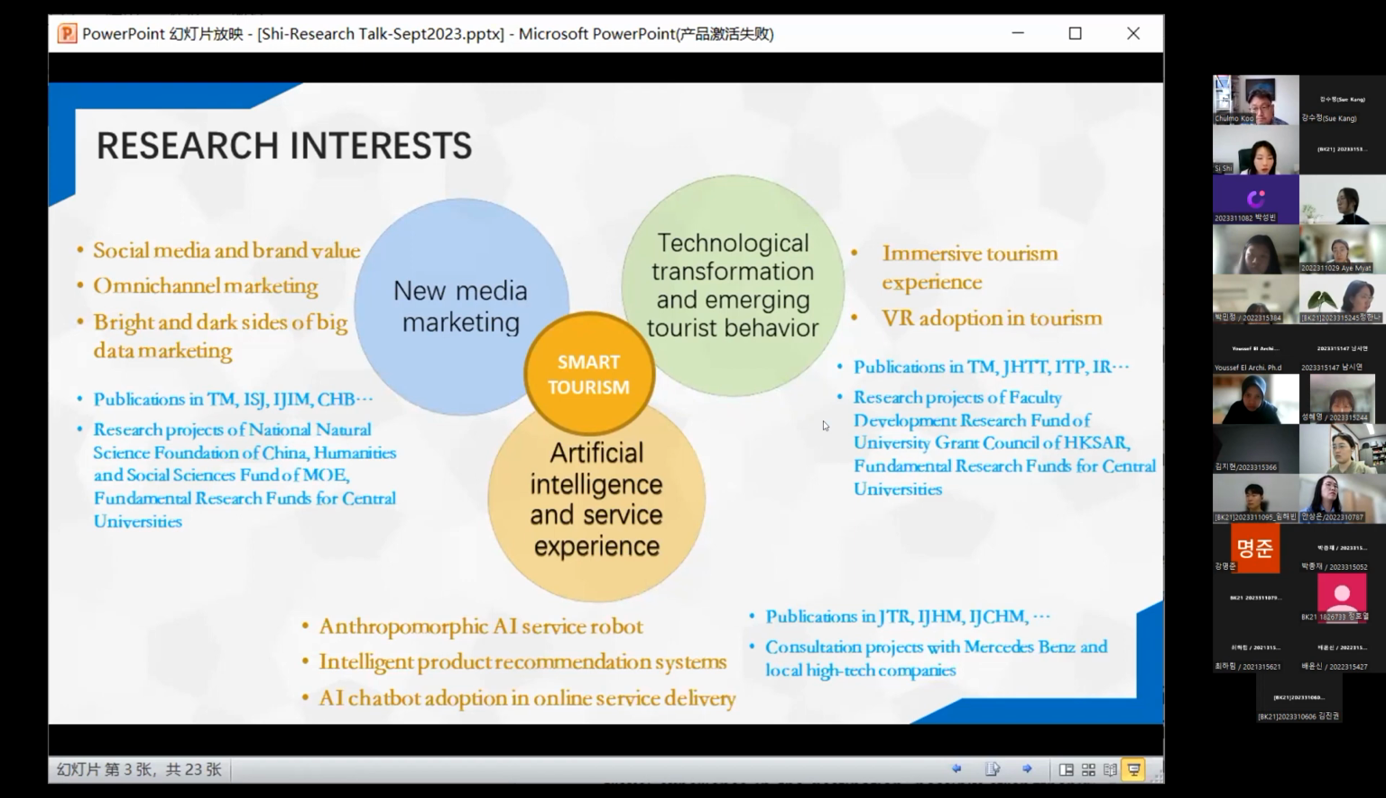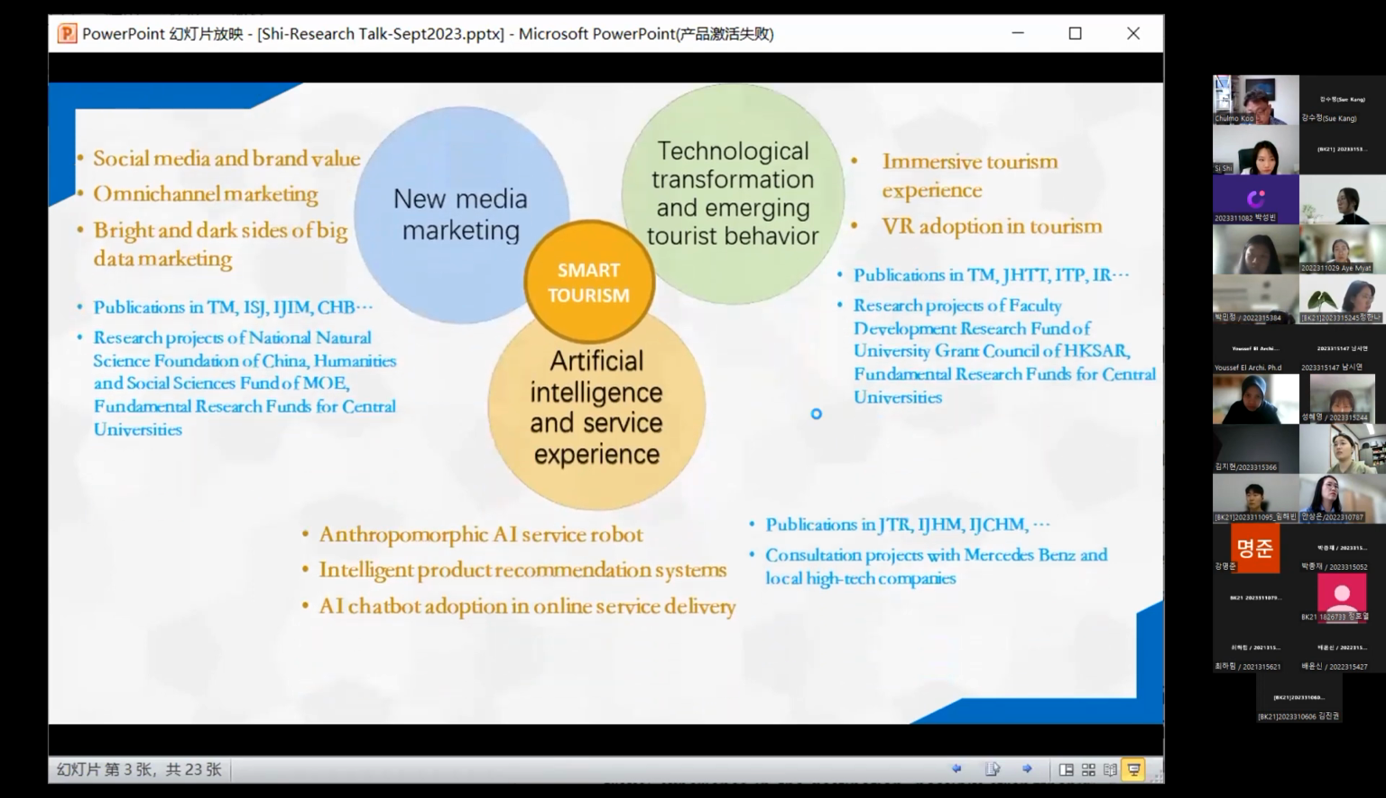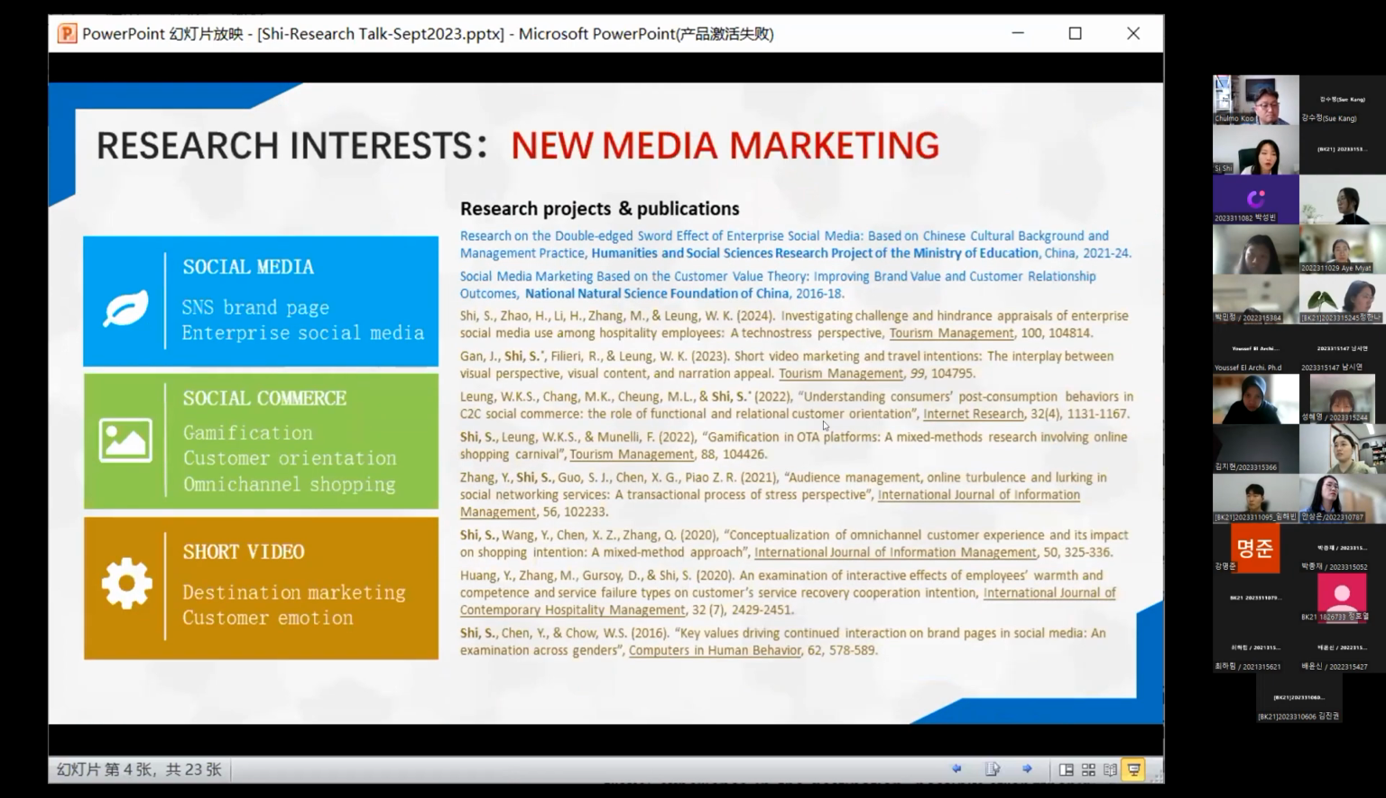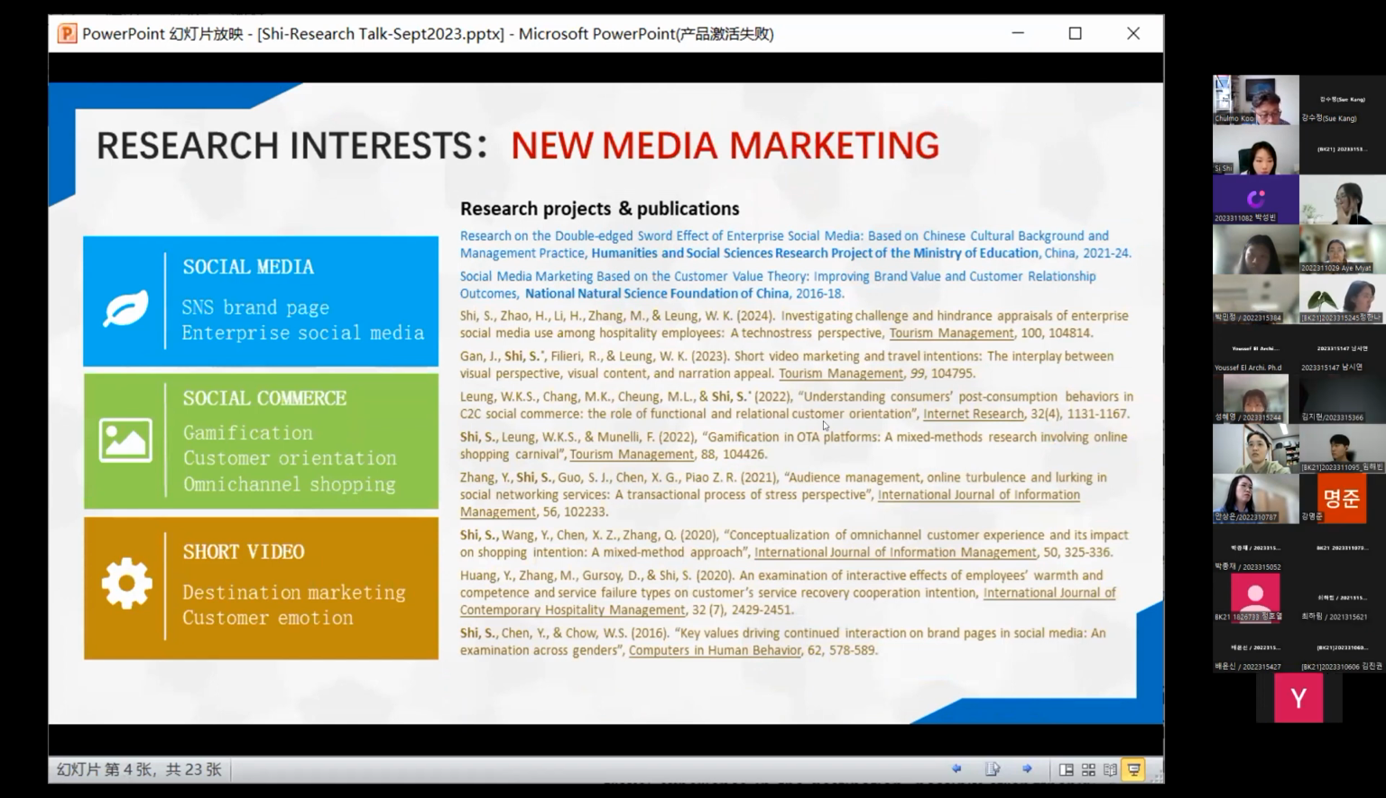And the topic I'm going to talk about today falls into the category of new media marketing. In this field, I focus generally on three topics: social media, social commerce, and short video. As you can see, here are some of the publications we have got on this topic, such as we investigated social media use among hospitality employees. This is a paper that will come out next year in Tourism Management, and it's online already.